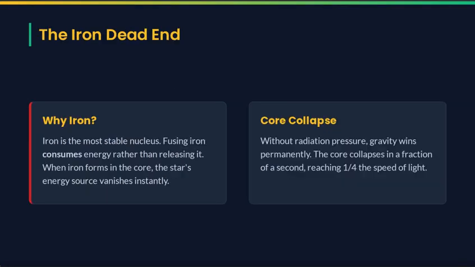But when it reaches iron, that's when it reaches a dead end. Why? It's because iron is the most stable nucleus. Fusing iron consumes energy rather than releasing it. When iron forms in the core, the star's energy source basically vanishes instantly. Then the core collapses, since without radiation pressure, gravity wins permanently. The core collapses in a fraction of a second, reaching a quarter of the speed of light.